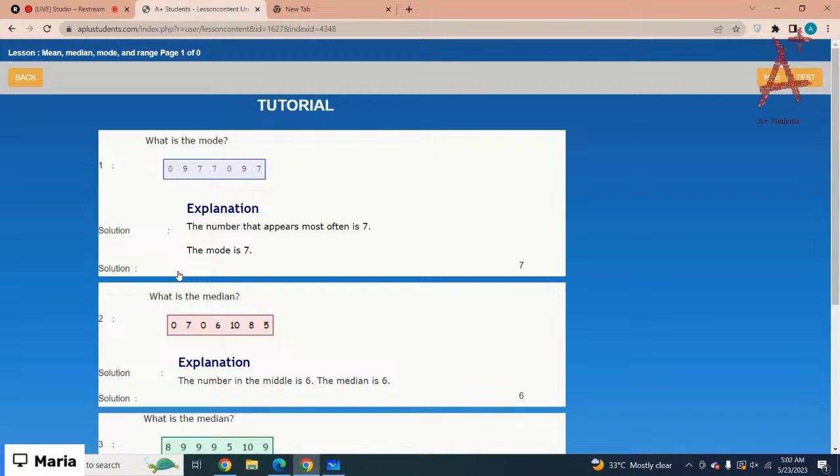Okay, what is the median? Median is the number that divides the data into two equal parts. Got it? Okay, let's just start with the test questions.